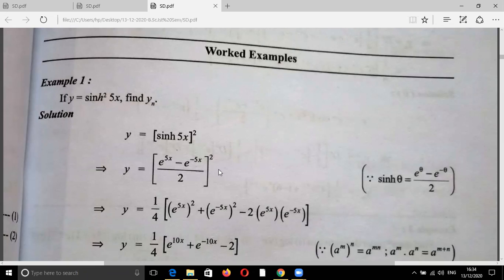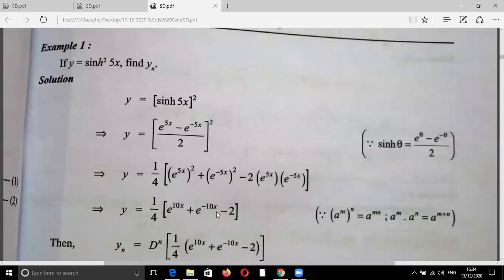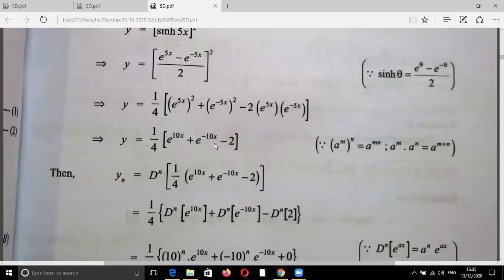Replace theta by 5x and write this, and you apply the a minus b whole square formula, and the denominator is 1 by 4 here. If you apply the a minus b whole square formula, you will get this. Already you know a to the power m to the power n is a to the power mn, and a to the power m into a to the power n is a to the power m plus n. By applying these two facts, you write this. Now this is what you got, y is equal to.